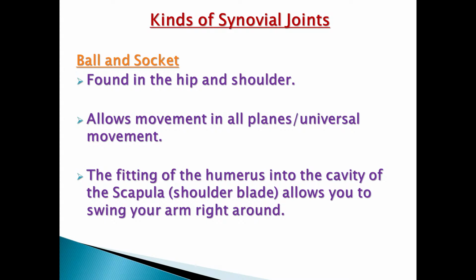And the advantage of the ball and socket joint is that it allows movement in all directions. So if you realize, your arms, you can move them in any direction. So that's a good thing about the ball and socket joint, as the joints allow what is called universal movement.